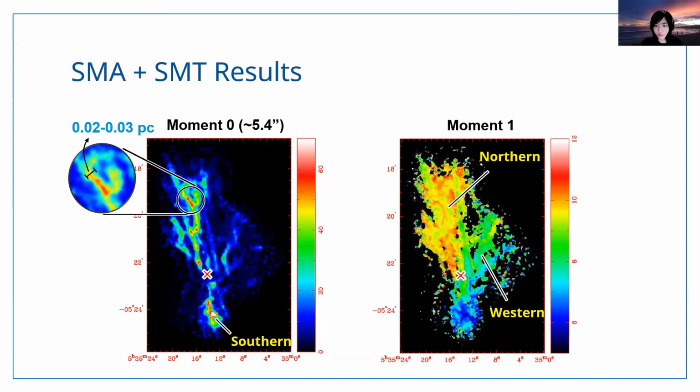The right figure shows the moment one map. From this map, we can clearly see velocity changes among 3 different regions. Especially there is a sharp boundary separating the northern and the western region. And all these 3 regions converge at the location of Orion KL.